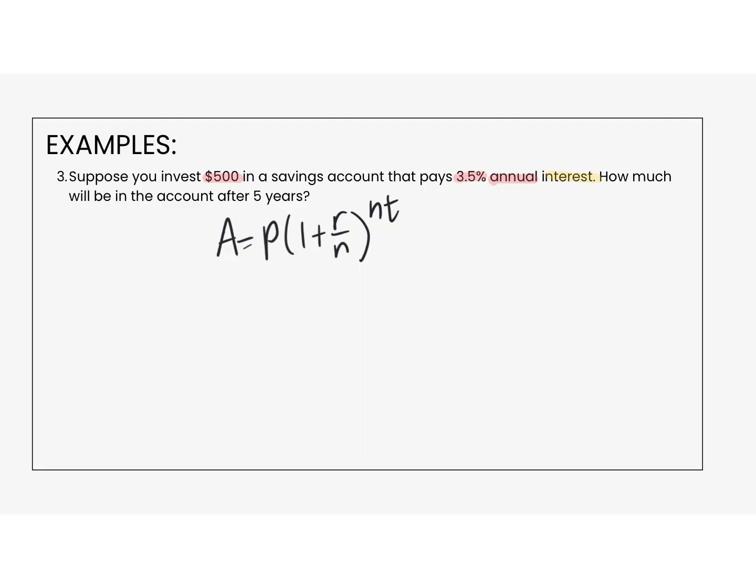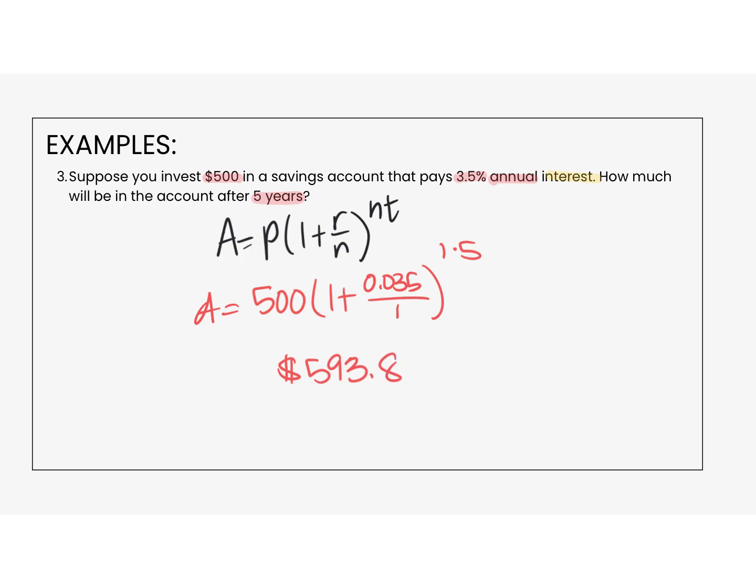So P is 500, 1 plus my rate is 3.5%, and annually means it's just compounded one time. So then 1 times 5, after 5 years. When it's compounded annually, we could actually use our other formula, but we're going to use this one just to practice. So that's what that would look like. Again, I can plug this into my calculator as is. And now we're talking about money, so we should have 2 decimal places as our answer. So it's $593.84.